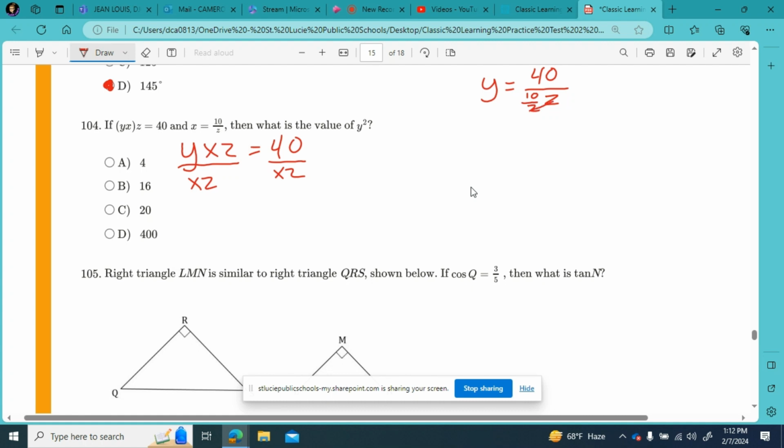So it's just 40 over 10 equals 4. So if I know that y equals 4, then y squared is 4 squared, which is 16. Got our perfect squares. 4 times 4 is 16.